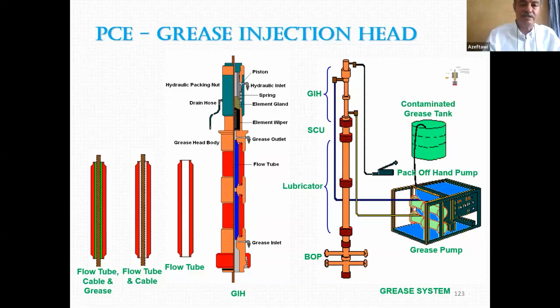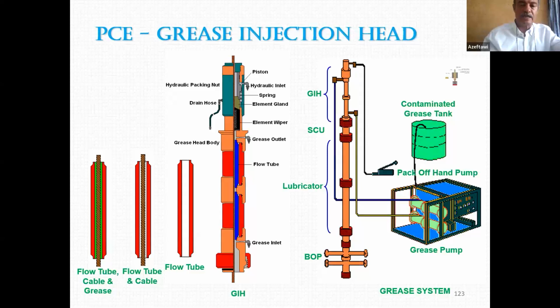That's why we have this piston cylinder system, where a hydraulic hose goes all the way to the hand pump. With this hand pump, you apply pressure. Then this piston will go down, pushing the element wiper down to get in contact again with the wire to clean it again. This pressure you apply prevents the escape of this grease out.